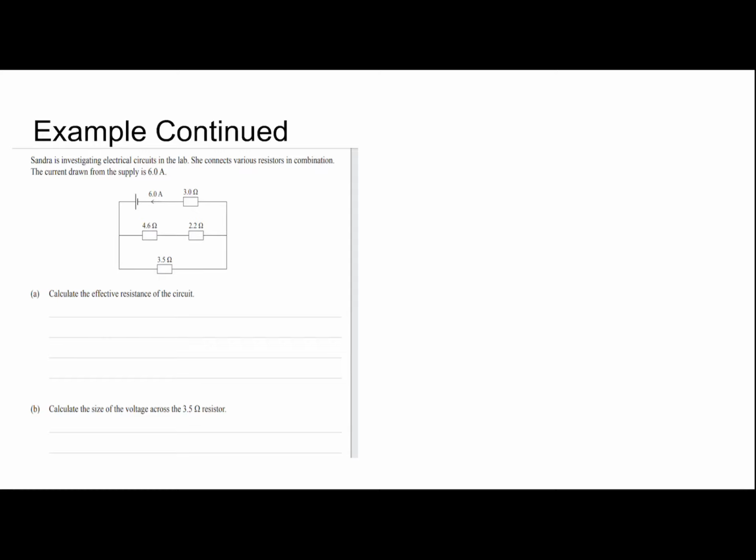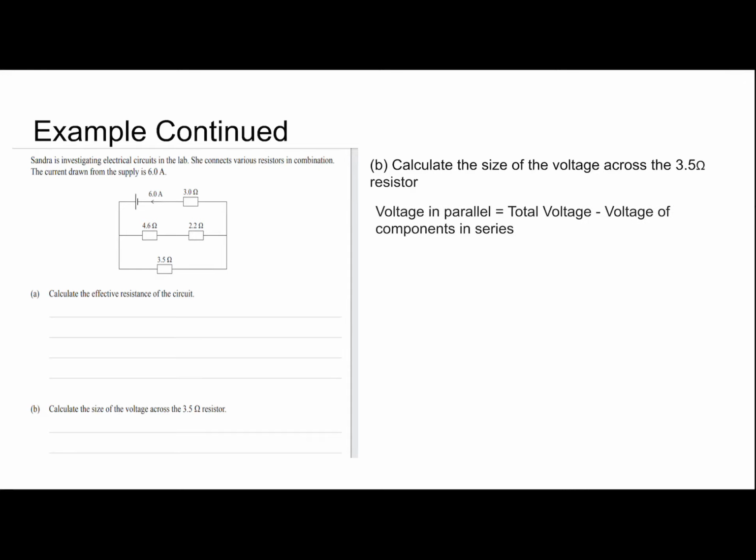Alright, so B should be: calculate the size of the voltage across the 3.5 ohm resistor. In this case, the total voltage is equal to the voltage in the parallel. So the voltage given to the parallels is the total voltage minus the voltage given to the 3 ohm resistor. Basically, the students are going to give some candy to a 3 ohm resistor, and then after that they're going to split and give an equal amount of candies to the resistors in the parallel.